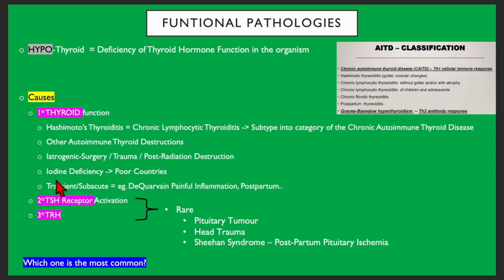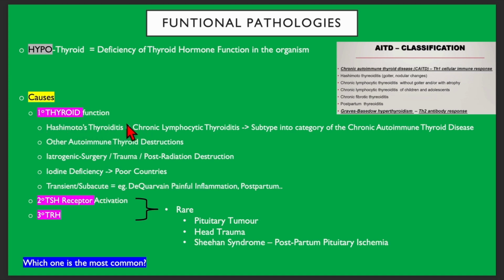But how we can classify it is by using primary, secondary, and tertiary. You will learn this in pathology, so I think in third year. I don't know if you know it already. But primary means it starts from the organ that has this function. So the organ we're talking about is the thyroid. So primary hypothyroidism means that it's a problem of the thyroid.